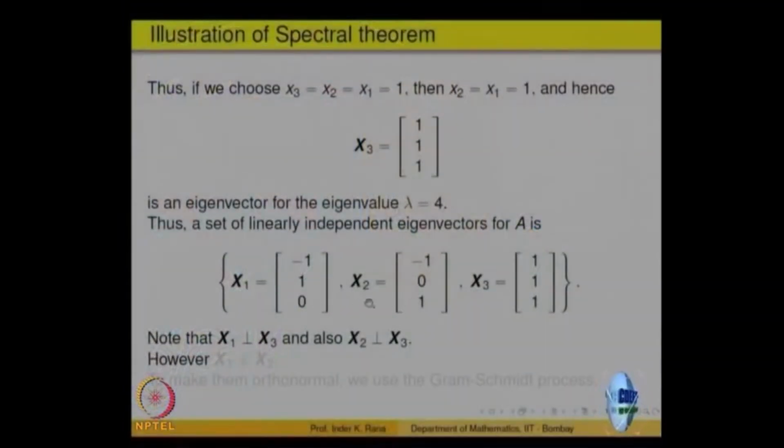Now, observe that x1 and x2 were the eigenvectors for the eigenvalue lambda equal to minus 2, and x3 is for lambda equal to 4. So, x3 is perpendicular to x2 because they are for distinct eigenvalues, and x1 is also perpendicular to x3. You can just take the dot product and see that it is equal to 0. So, eigenvectors corresponding to distinct eigenvalues will be orthogonal, but among themselves x1 and x2 are not orthogonal to each other.